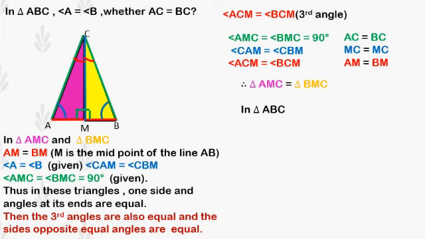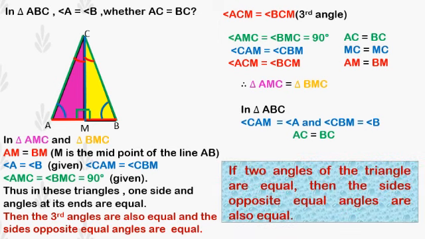In triangle ABC, angle CAM equal to angle A and angle CBM equal to angle B. So the sides opposite these two angles are equal. That is AC equal to BC. So let us write this as a general principle, that is, if two angles of the triangle are equal, then the sides opposite equal angles are also equal.